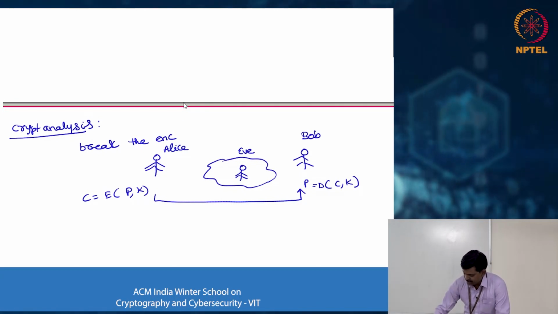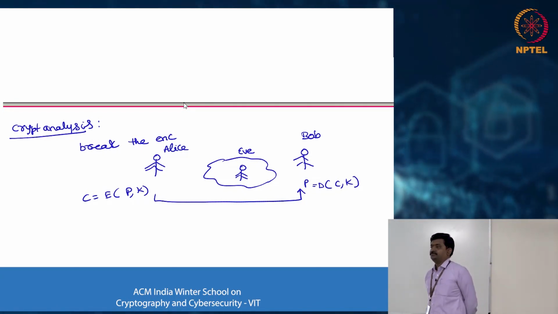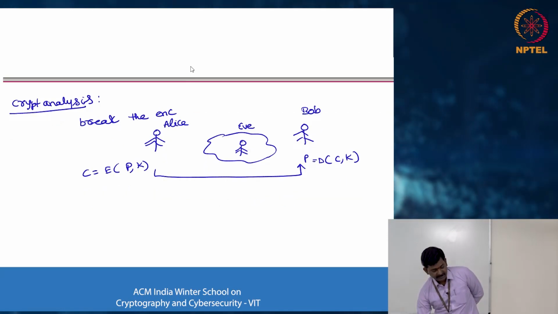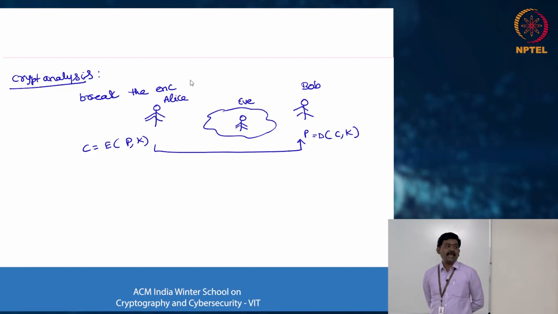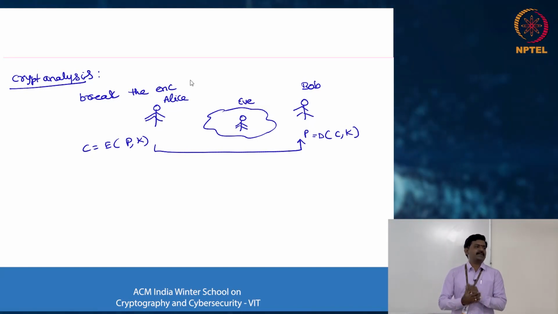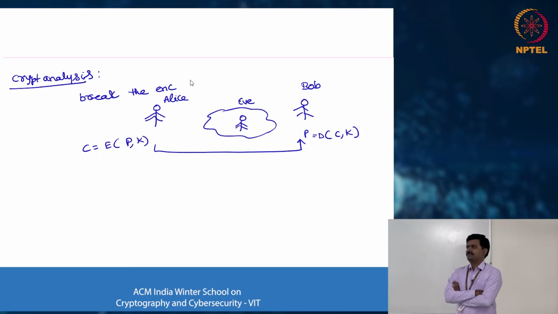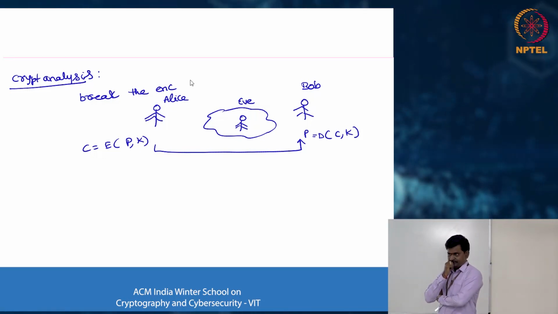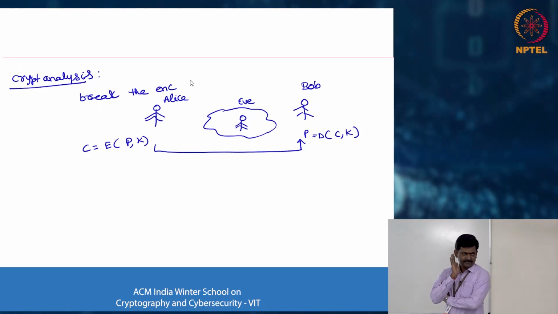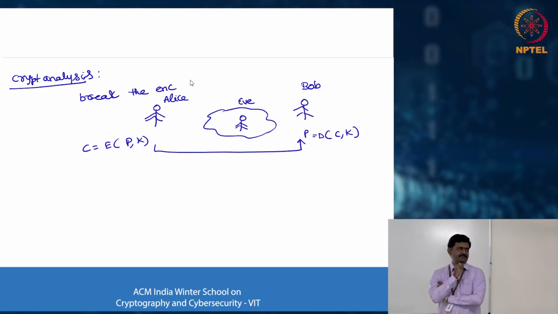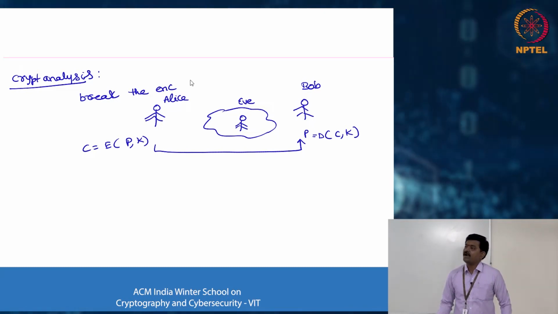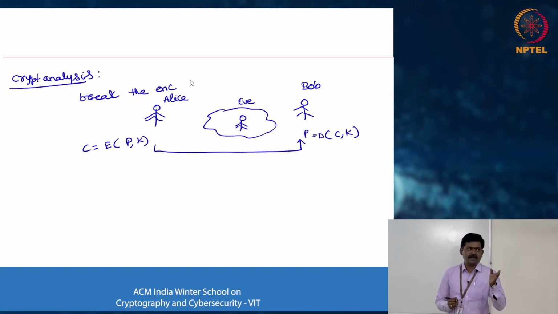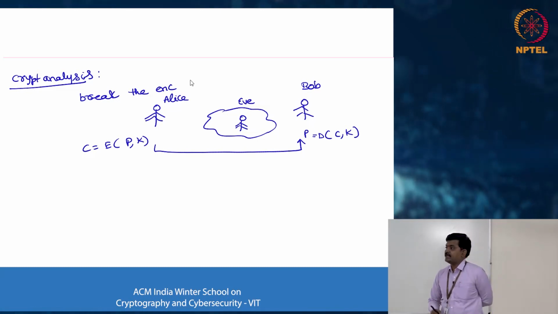Now, what is this guy doing? Eve is trying to intercept. Interception is always there. What Eve is trying to do is to break. Break what here? Break the ciphertext. When I say he breaks the ciphertext, see, what does Eve get? Plain text. That is one dimension of breaking.